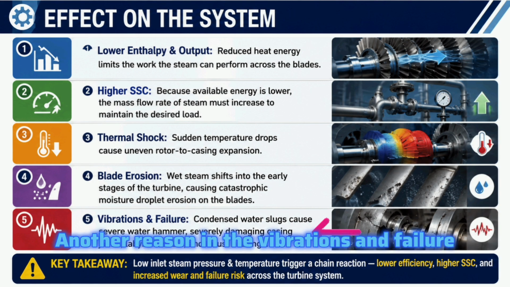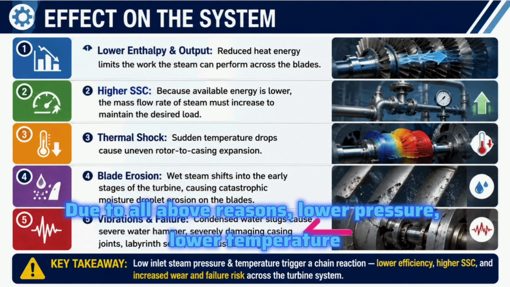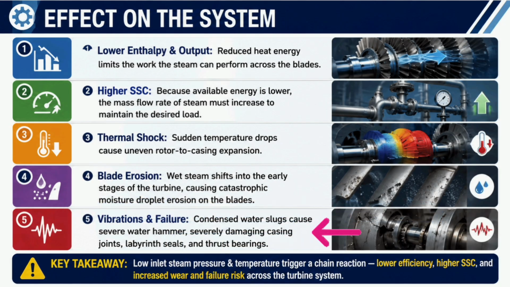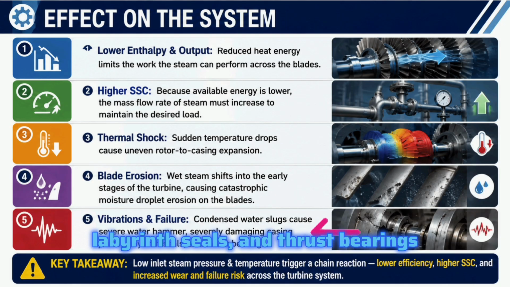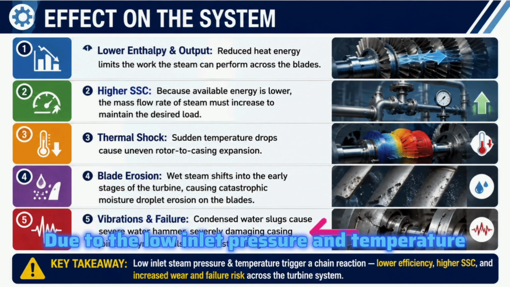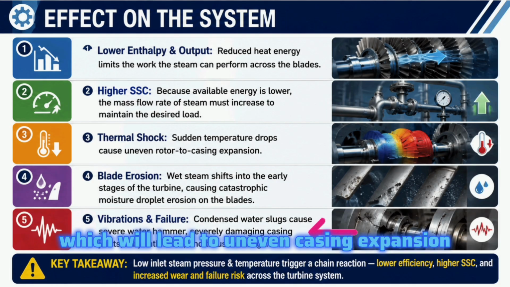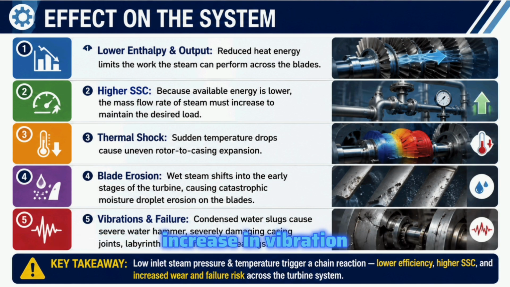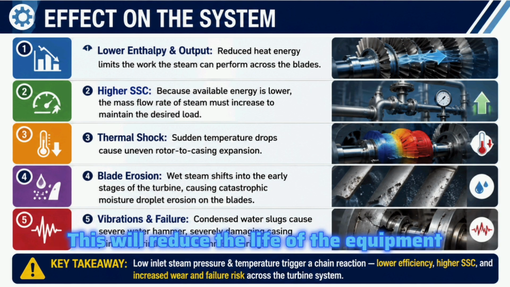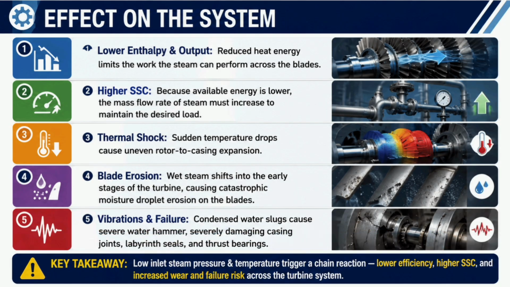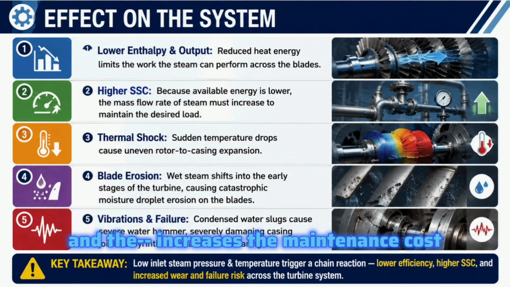Another reason is vibrations and failure. Due to all the above reasons, lower pressure, lower temperature, condensed water slugs cause severe water hammer, severely damaging casing joints, labyrinth seals, and thrust bearings. Due to the low inlet pressure and temperature, abnormality arises in the system, which will lead to uneven casing expansion and increase in vibration. This will reduce the life of the equipment and increase the maintenance cost.